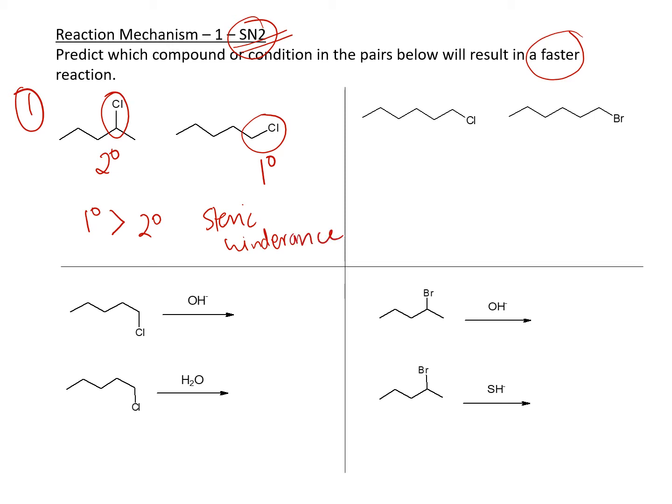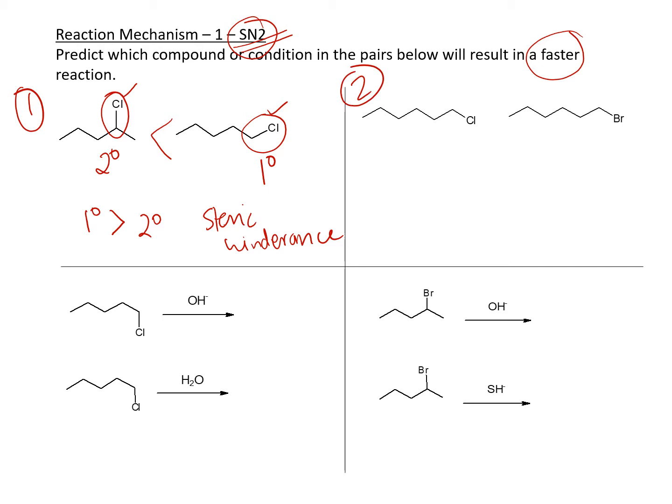SN2 reaction. So which one is more favorable here? The more favorable one is the primary one. So when you're looking at the nature of the substrate, your leaving group is the same. You're not really comparing the leaving group, that's both chlorine. You're looking at whether it's primary or secondary. Let's look at the next one.